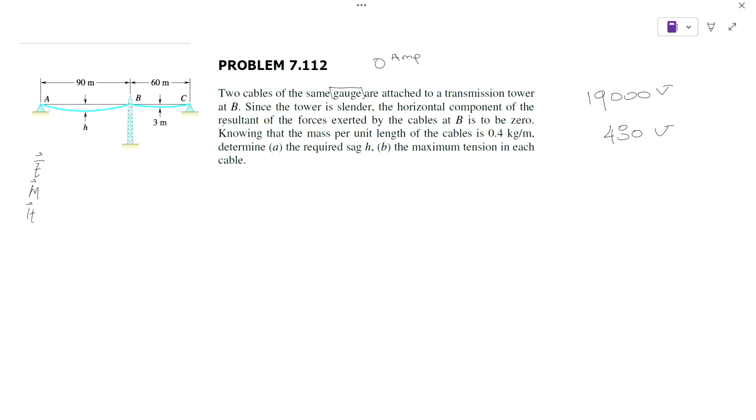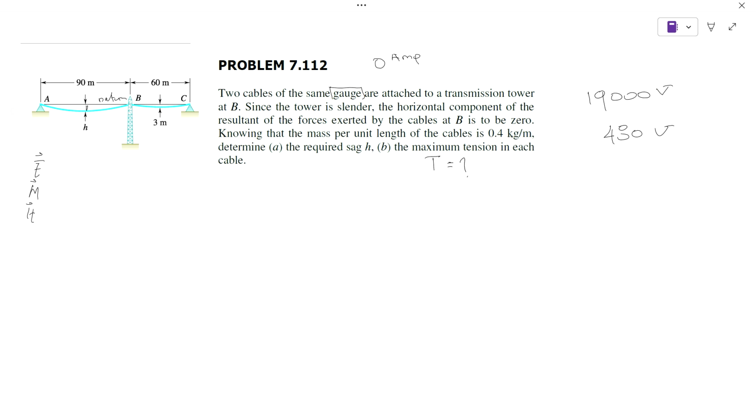So they're asking to find the distance h, this one right here, with respect to the datum, and the maximum tension in each cable. The maximum tension is really the tension at which h is whatever h we find, and this is 3 meters, and the cables are at 90 and 60 meters. What tension would make this geometry happen? This tension is the one that will make this system static and stable. So what is the tension and what is h?